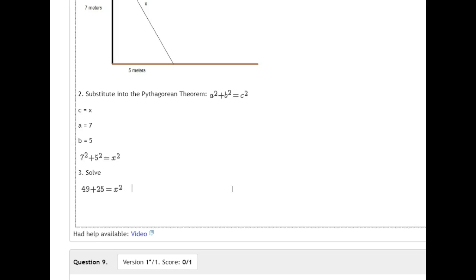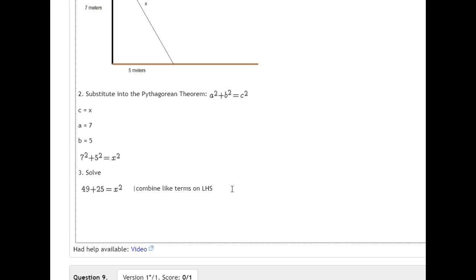Okay, we need to combine like terms on the left-hand side. So we simplify. So 49 plus 25 is 74. So you just click on Add New Math and it brings this up. 74 equals x squared. To get x by itself, to get rid of the square, we have to do the opposite of squaring. The opposite of squaring is taking the square root. So we have to take the square root on both sides.